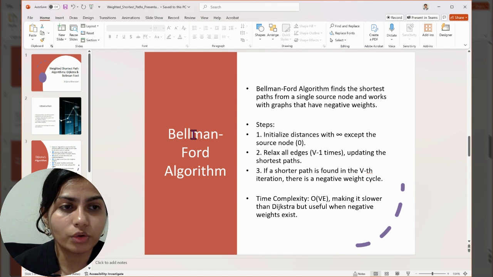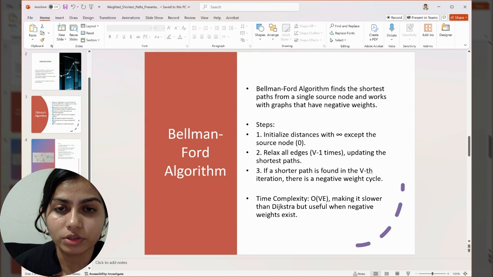The algorithm works by relaxing all edges multiple times. If after V minus 1 iterations we still find a shorter path, we can conclude that a negative weight cycle exists in the graph. That's how it works.